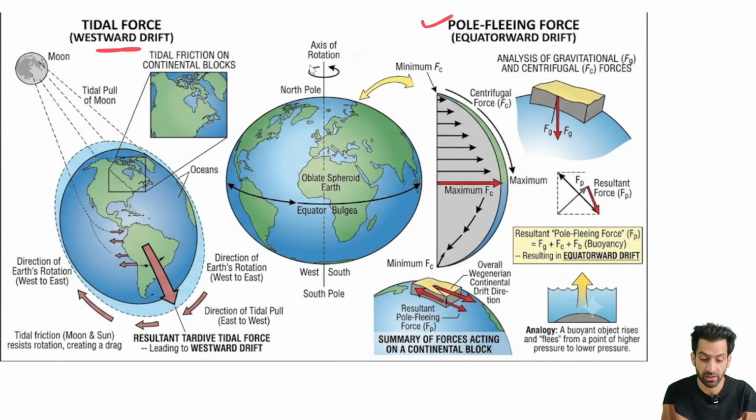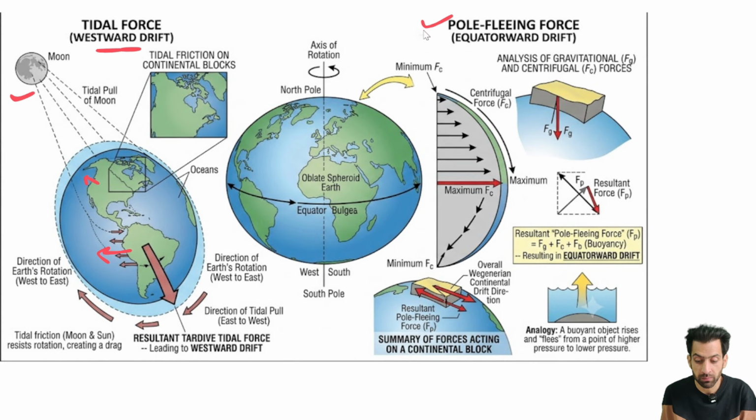Number two, the forces that he talks of, the tidal force and the pole fleeing force. As I explained to you, in the tidal force, he talks about how North America and South America started to move towards west because of the pull of the moon. But as I told you, is it even possible that the continents are moving under the action of moon? Because the tidal force is today present as well. The moon is still attracting the continents, but we don't see such a thing happening.